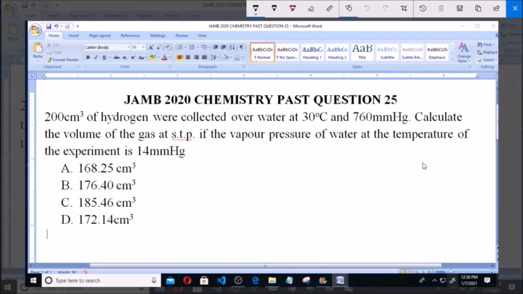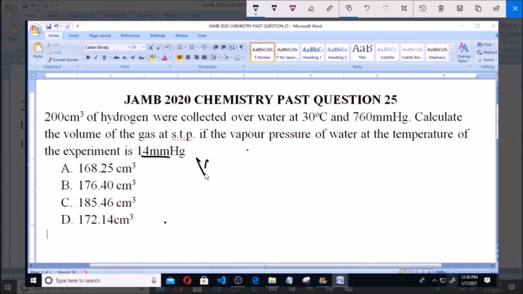I will be answering JAMB 2020 Chemistry Past Question 25. 200 cm³ of hydrogen were collected over water at 30 degrees Celsius and 760 mmHg. Calculate the volume of the gas at STP if the vapor pressure of water at the temperature of the experiment is 14 mmHg. Option A says 168.25 cm³, B 176.40 cm³, C 185.46 cm³, and D 172.14 cm³.